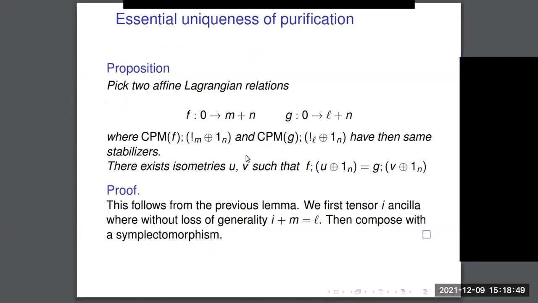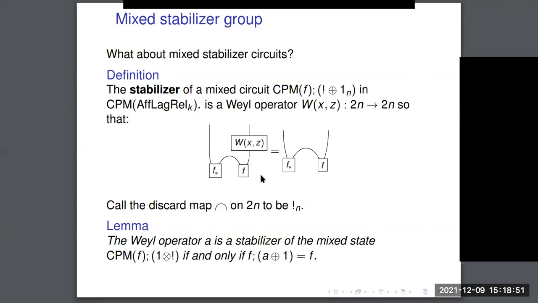Okay. Sorry, do you mean going back a slide? What's this notation where you have a mixed circuit f in brackets and then semicolon bang plus 1n? So I know that the bang is a discard map. What is the semicolon part of an equation? I just mean you're taking this pure state CPM of f, and then you're following it with 1 tensor bang to discard it. So this is just the opposite of the circle operation. It's just the composition, but in the other order.